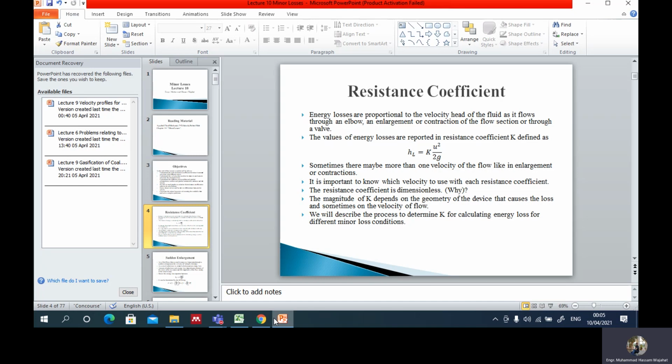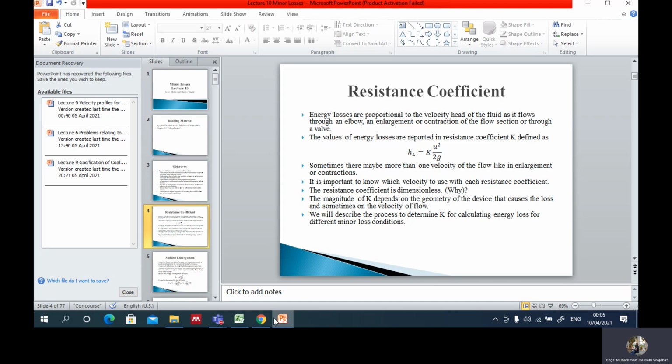The values of the energy losses are reported by resistance coefficient K. The constant which I was mentioning, the constant K, is defined as the resistance coefficient and is given by this equation that I have already mentioned twice. I have said twice that HL is nothing but K u square upon 2g.